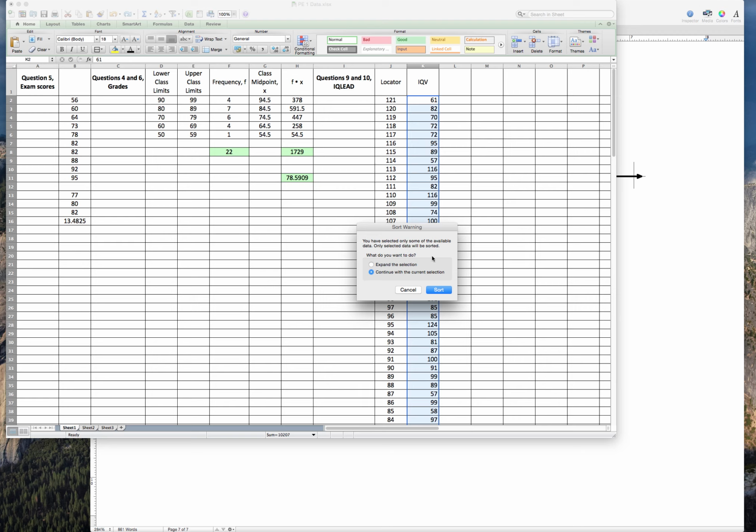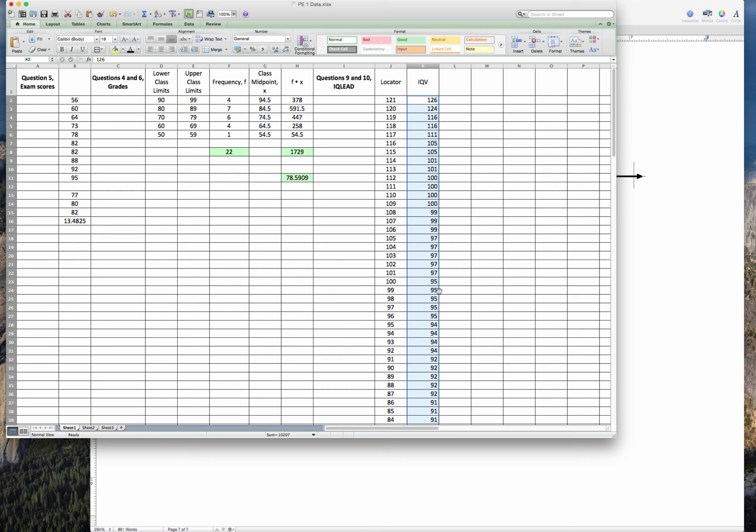It says sort warning. I don't actually know what it says on the Windows version. But it does say this: continue with the current selection, and you click sort, and now they're all sorted from the largest to the smallest, and they are next door to the proper locator.